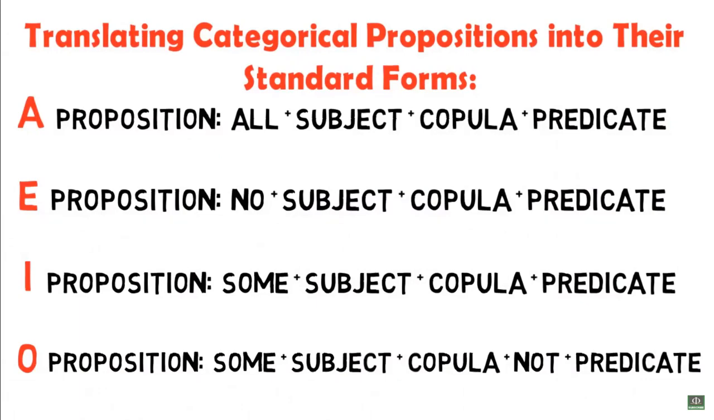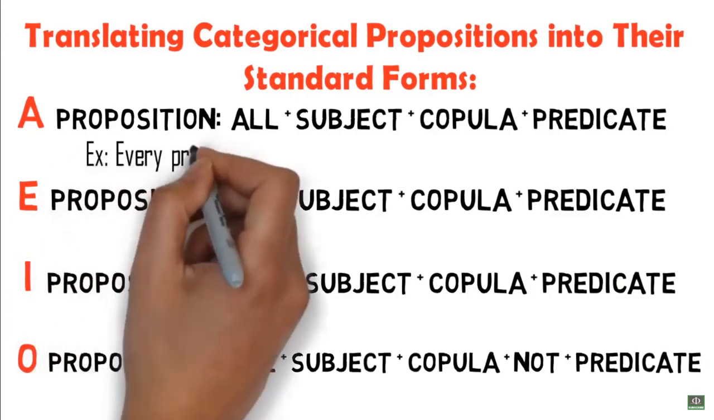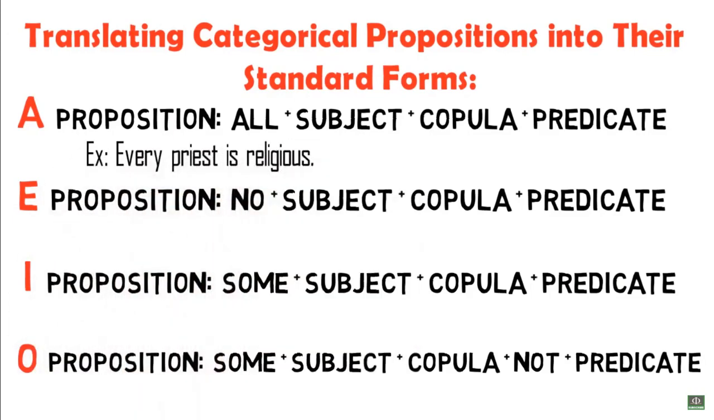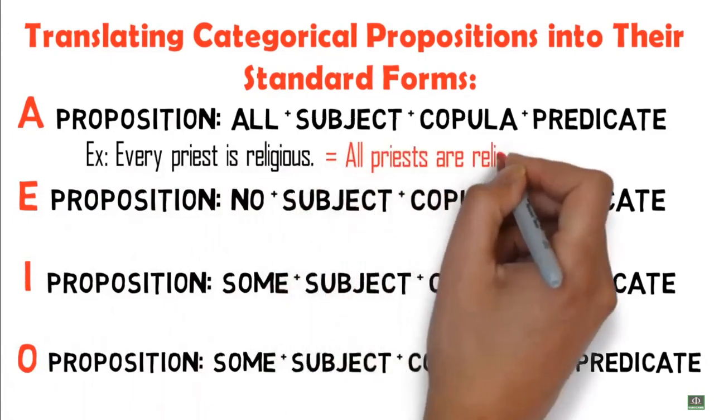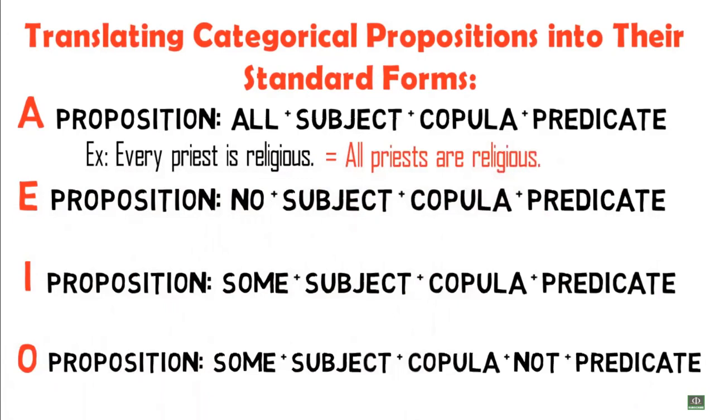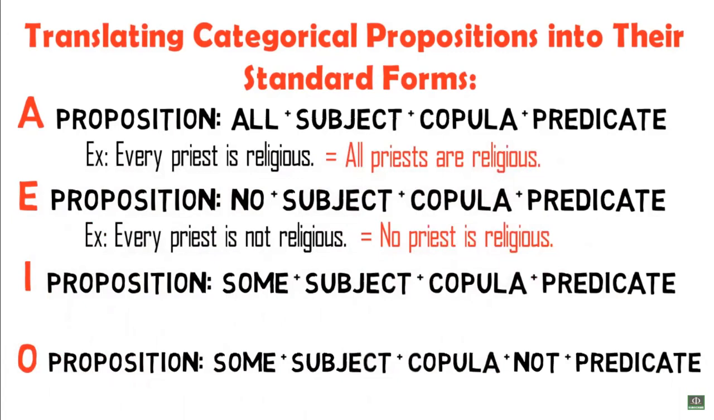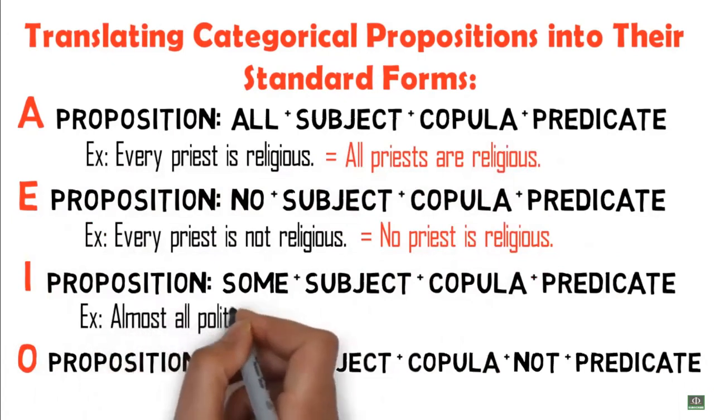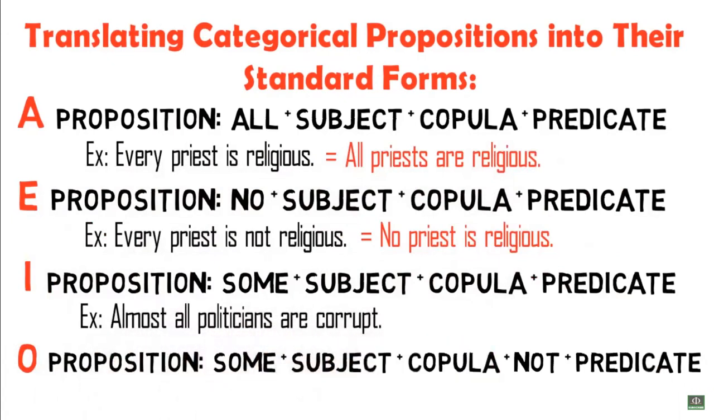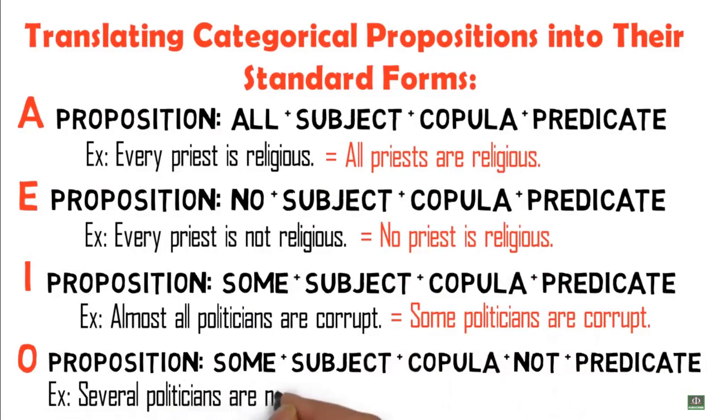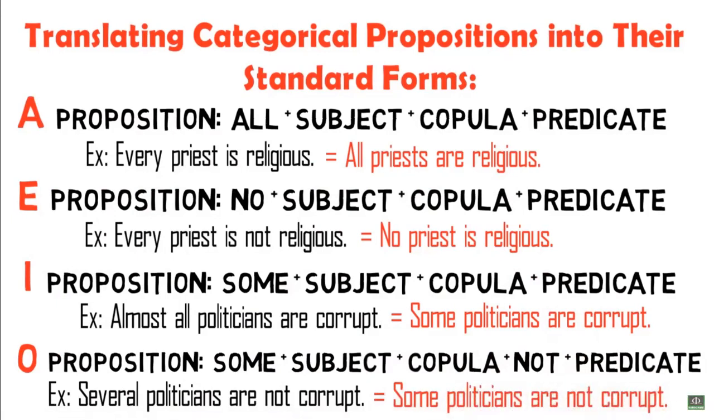Now, let me give you some examples. A proposition: every priest is religious. Standard form: all priests are religious. E proposition: every priest is not religious. Standard form: no priest is religious. I proposition: almost all politicians are corrupt. Standard form: some politicians are corrupt. O proposition: several politicians are not corrupt. Standard form: some politicians are not corrupt.